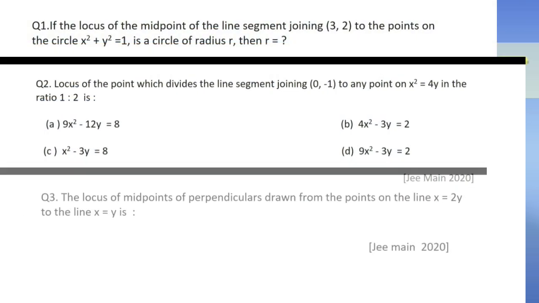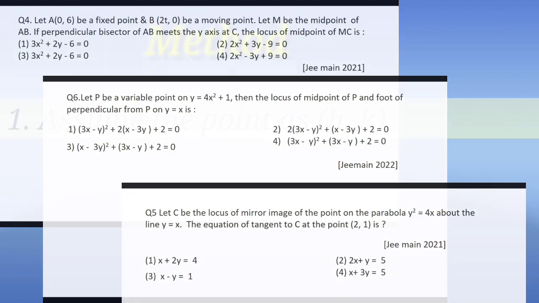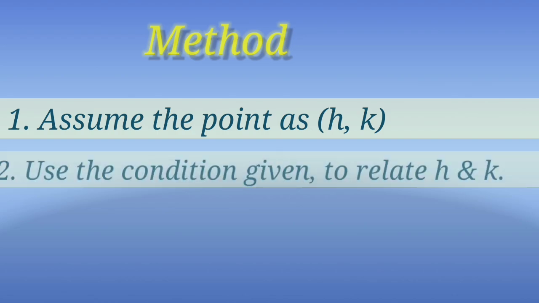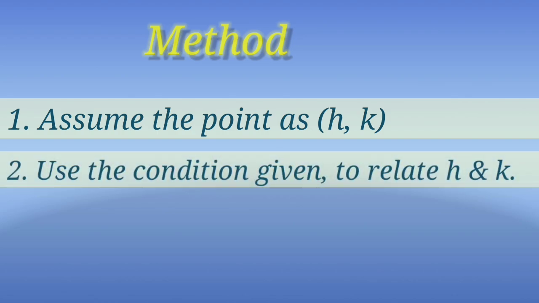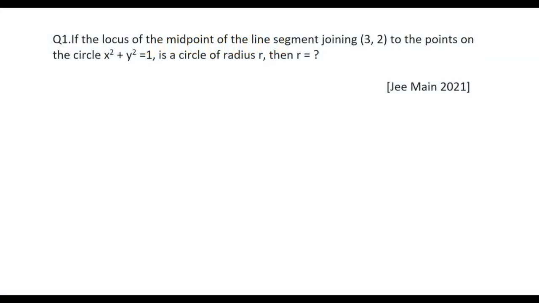We're going to discuss JEE Main examination questions based on locus problems, as shown here, but first the method you have to follow. First, you assume the point as (h, k) in each problem. Secondly, use the condition given to relate h and k. And finally, replace h by x and k by y to get the required answer.